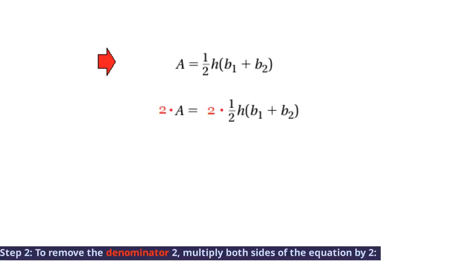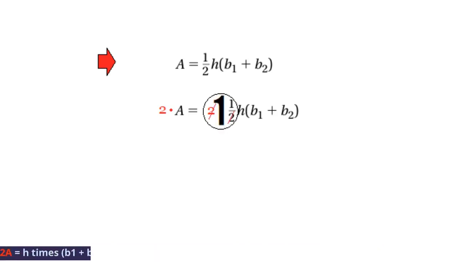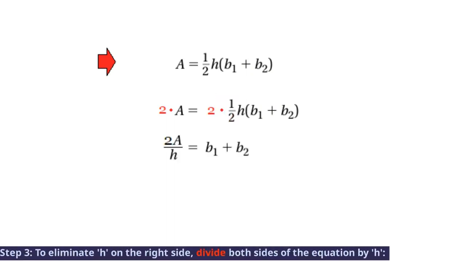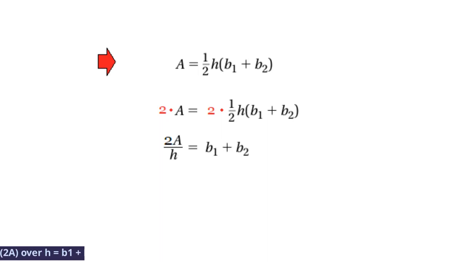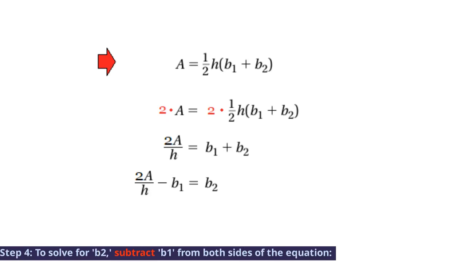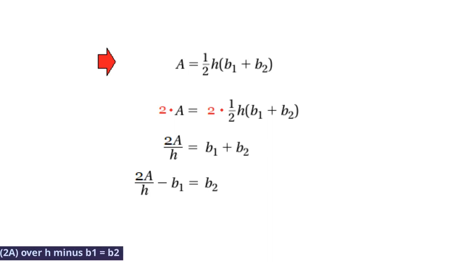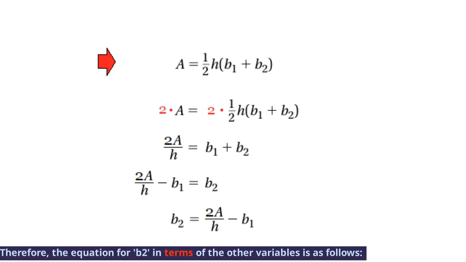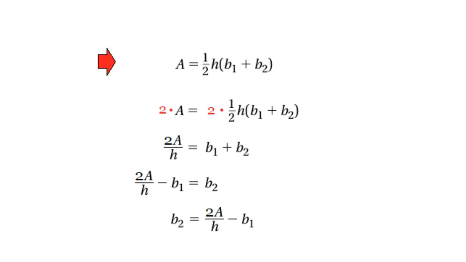Step 2. To remove the denominator 2, multiply both sides of the equation by 2. 2A equals H times (B1 plus B2). Step 3. To eliminate H on the right side, divide both sides of the equation by H. 2A over H equals B1 plus B2. Step 4. To solve for B2, subtract B1 from both sides of the equation. 2A over H minus B1 equals B2. Therefore, the equation for B2 in terms of the other variables is as follows. B2 equals 2A over H minus B1.